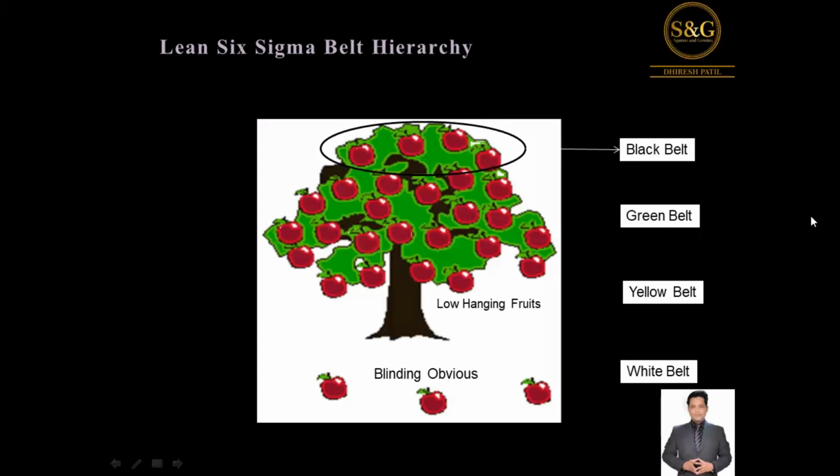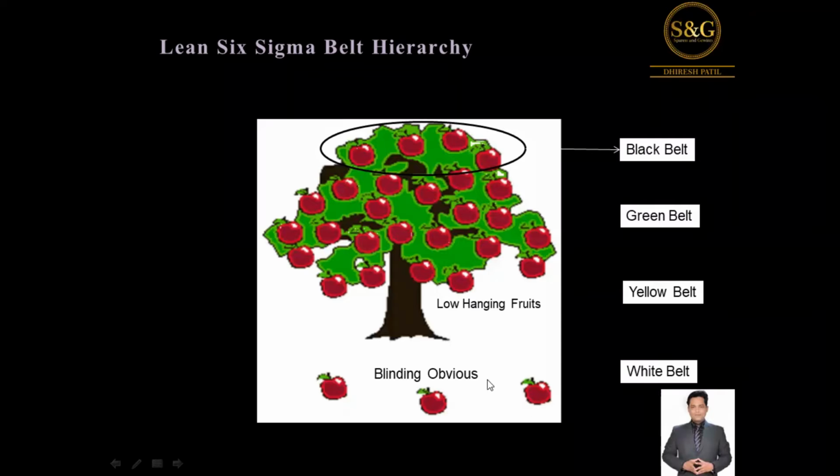Let's understand the Lean Six Sigma belt hierarchy. Now in Lean Six Sigma, there are various belts or levels we can call them. So you can make a note of these levels to understand where these kinds of levels and belts can be applied in your organization. Let's begin with the white belt level. At the bottom, you can see this.